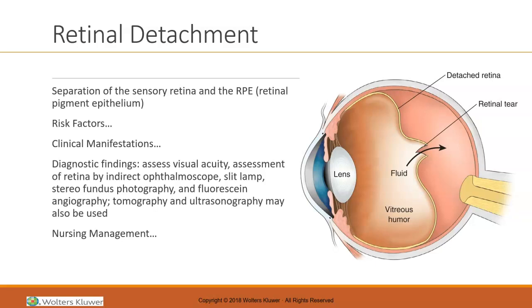Clinical manifestations that are classic would be the sensation someone would have where a shade was being pulled down, like a curtain coming across their vision in one eye. They may also see bright flashing lights or a sudden onset of floating things or floaters in their vision.